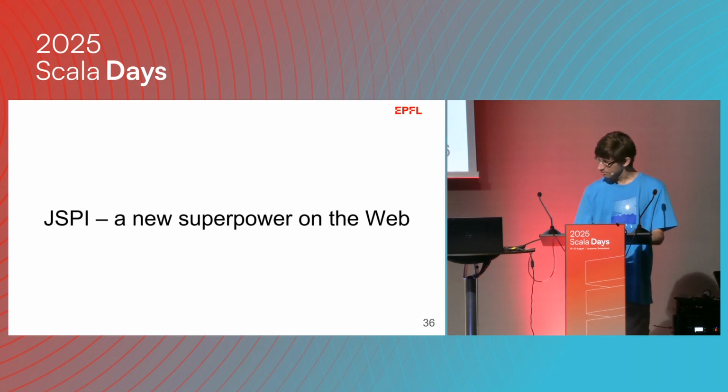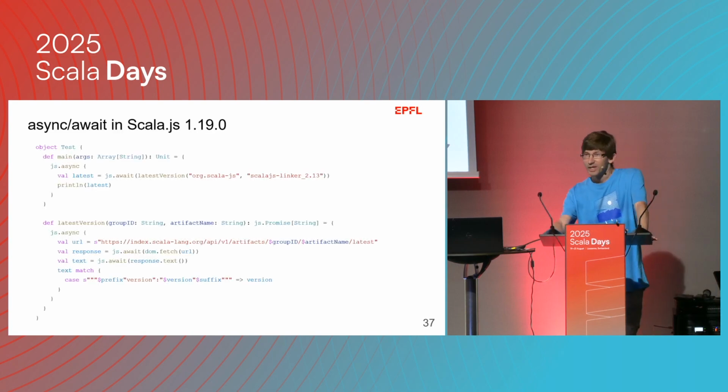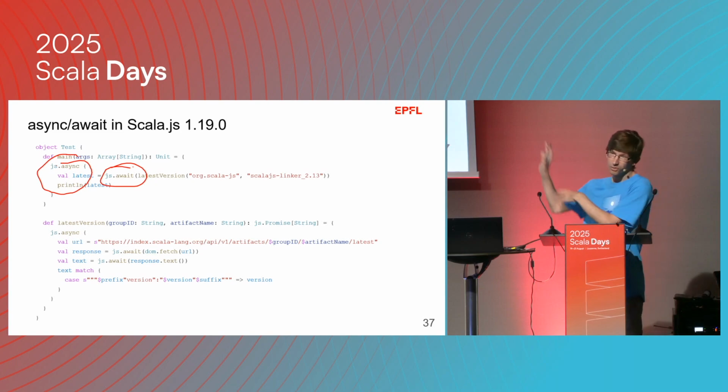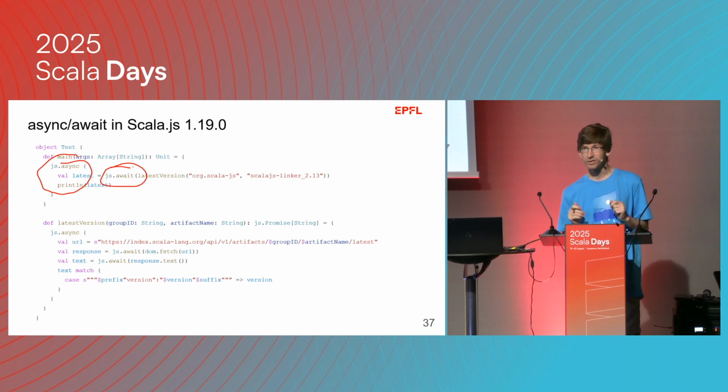I'll just mention this one. Something I really like: async/await support has landed in Scala.js 1.19 for JS. So you can create a JS async block, and you can await in it, right? And then the other thing just promises and returns a JS promise. You can do that in JavaScript.